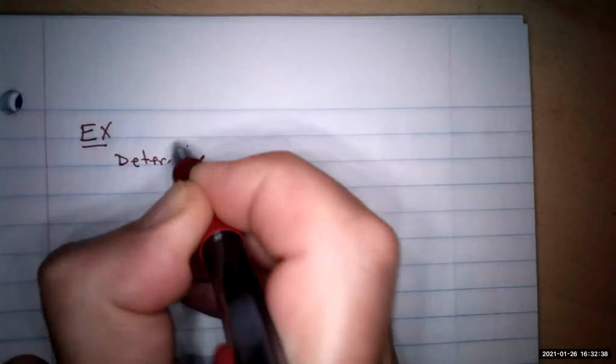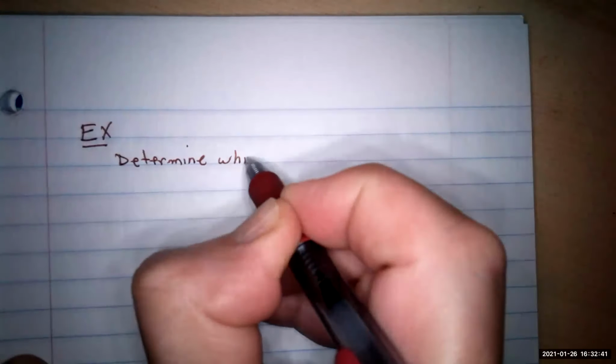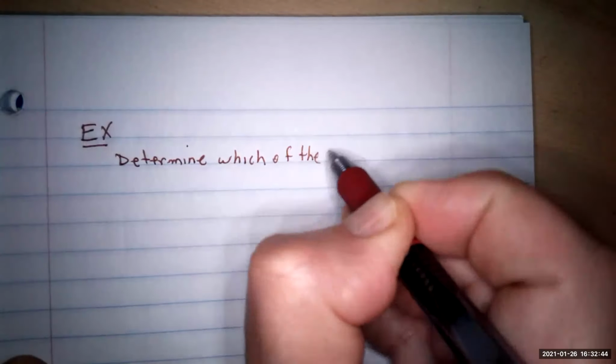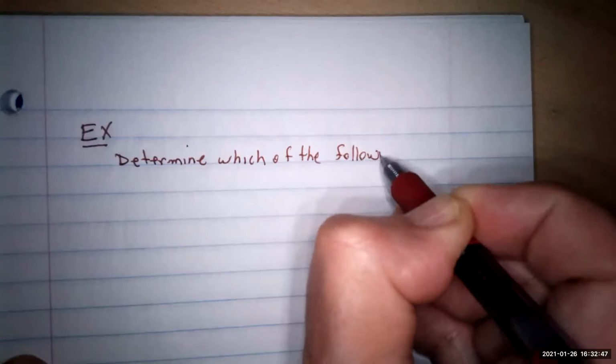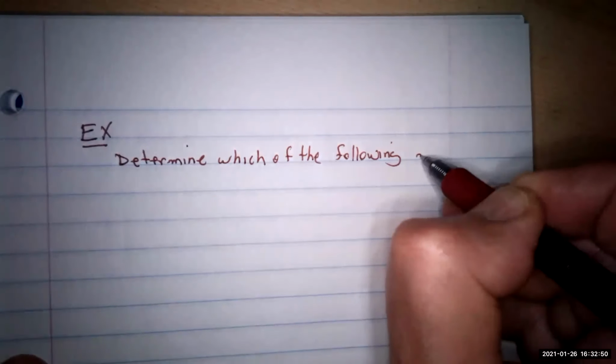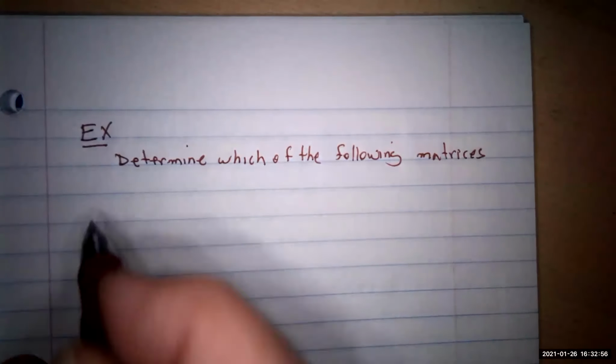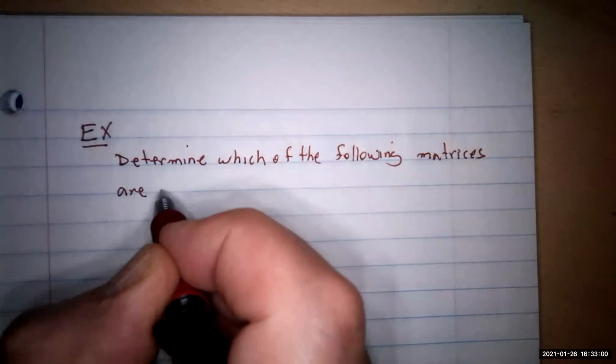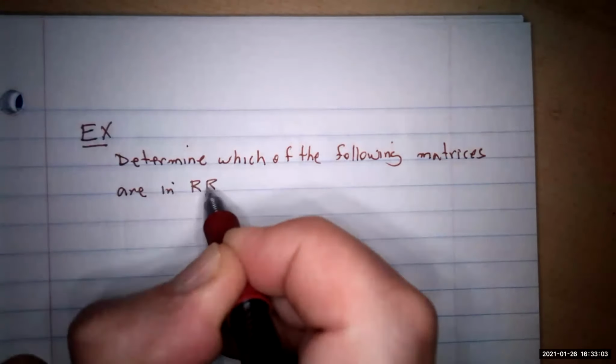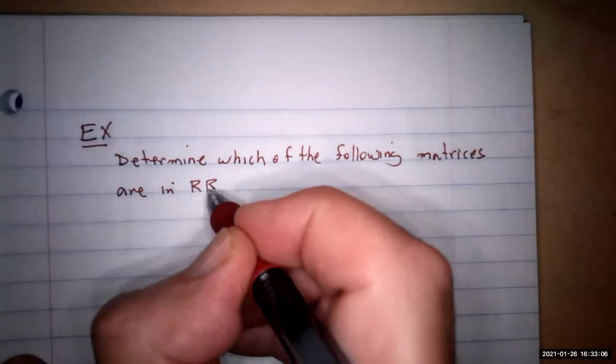Our first example is going to be: we want to determine which of the following matrices are in row echelon form. Sorry, row echelon form, not reduced.